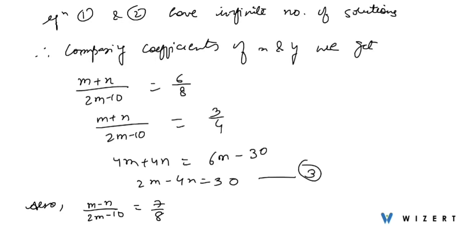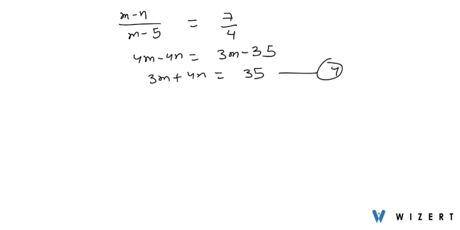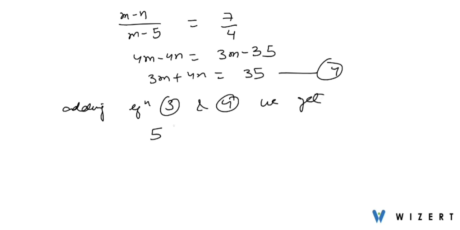Now if we add equations 3 and 4, we can see 4n will get cancelled. So let us do that. Adding equations 3 and 4, we get, on the left hand side, 5m equal to 30 plus 35. So from here 5m is 65 and m is 13.